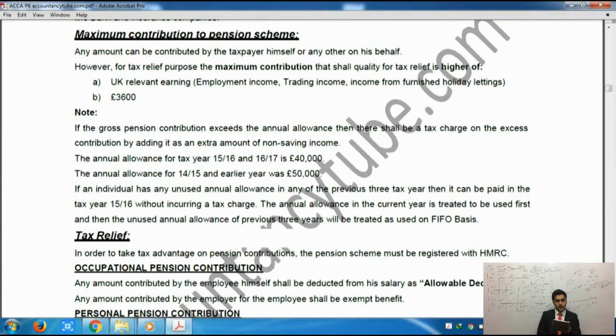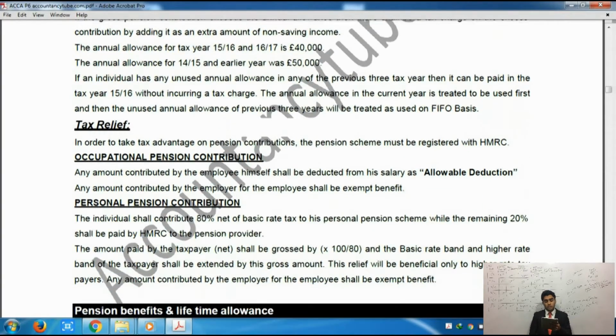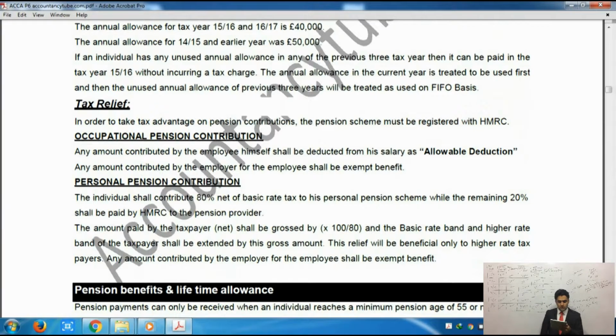I told you that whatever the excess is, we will add it to the non-savings income. Then it says the annual allowance for 15-16 and 16-17 is £40,000. There is a mistake here in the notes, so if you want to rectify it, please. It says 15-16 and 16-17, but it should be 14-15 and 15-16, just the way I showed you on the board. There is a mistake here on the notes, I'm sorry for that.